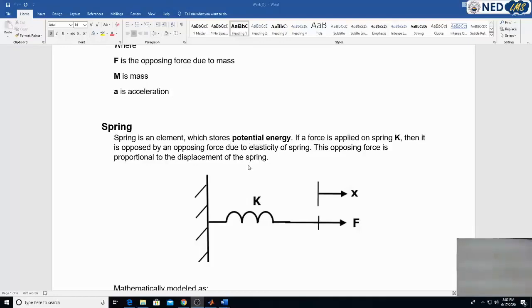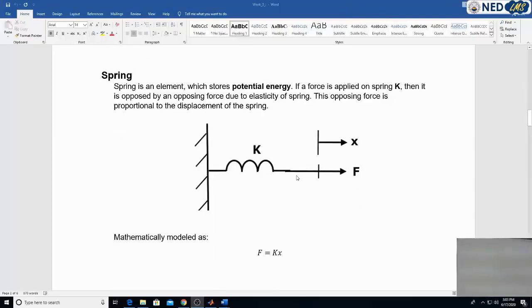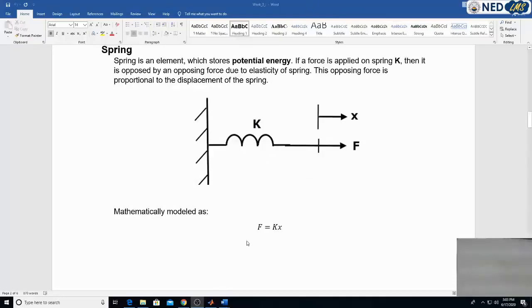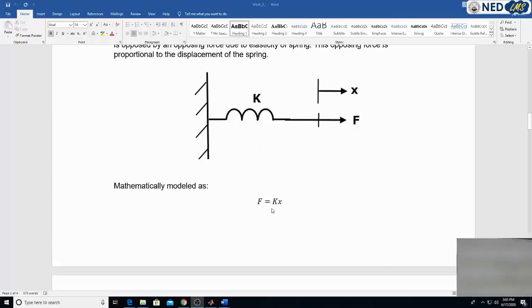If a force is applied on a spring, where K is the stiffness constant or spring constant, the spring opposes that force, and the opposing force is due to the elasticity or stiffness of the spring. This opposing force is proportional to the displacement. As you displace more, the opposing force will be more. You can easily imagine this intuitively: whenever you compress or expand a spring, you will feel an opposing force from the spring. The greater the displacement, the greater this opposing force will be.